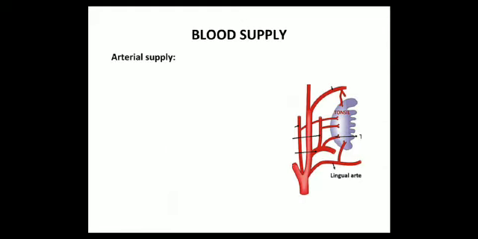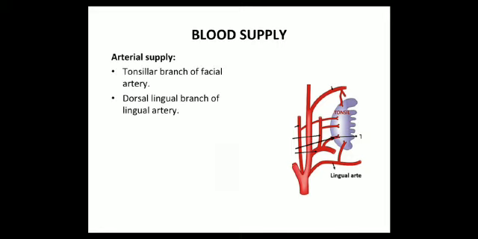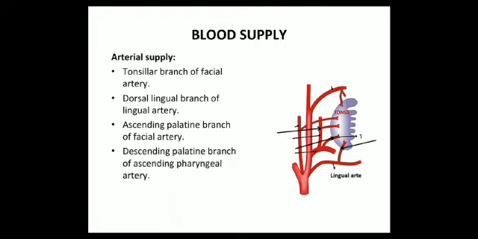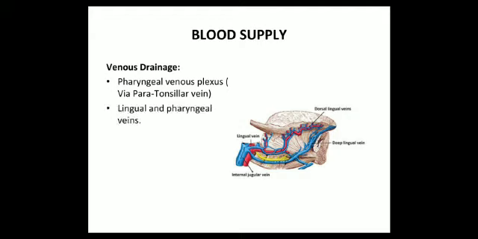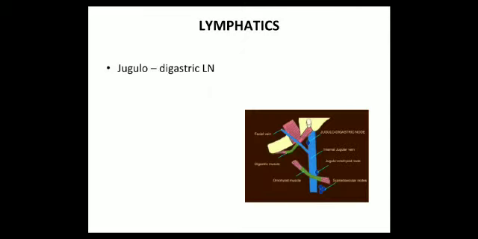Blood supply. The arterial supply is by the tonsillar branch of the facial artery, the dorsal lingual branch of the lingual artery, the ascending palatine branch of the facial artery, the descending palatine branch of the ascending pharyngeal artery and the branch from the greater palatine artery. The venous drainage is through the pharyngeal venous plexus through the paratonsillar vein and the lingual and pharyngeal veins, to the internal jugular vein. The lymphatics drain into the jugulodigastric lymph node.